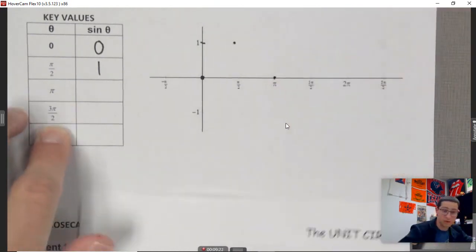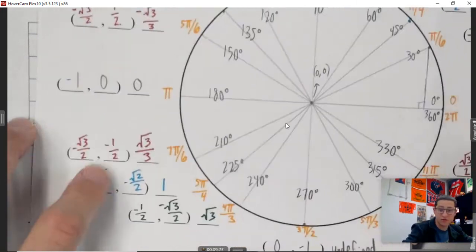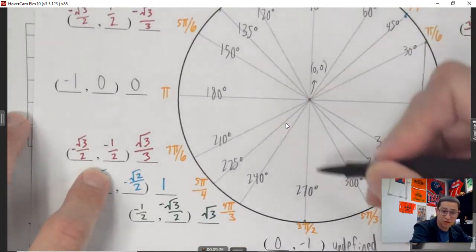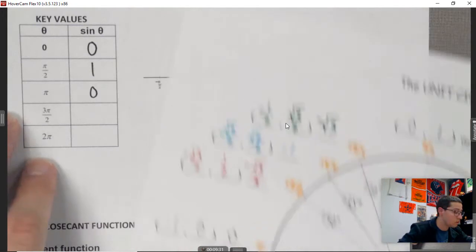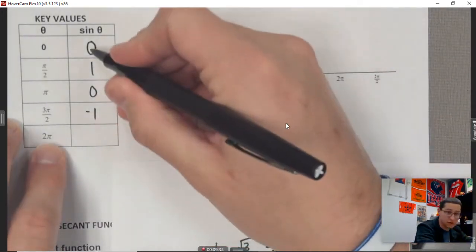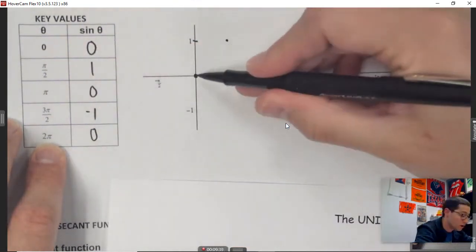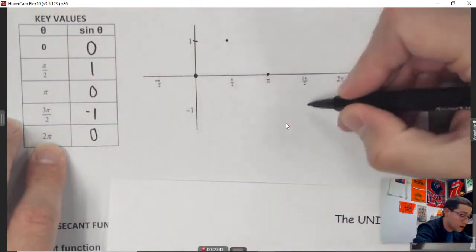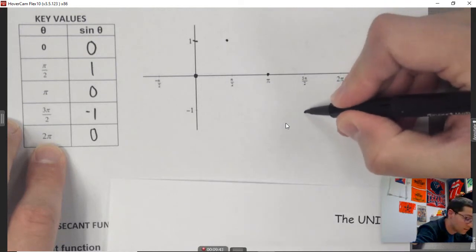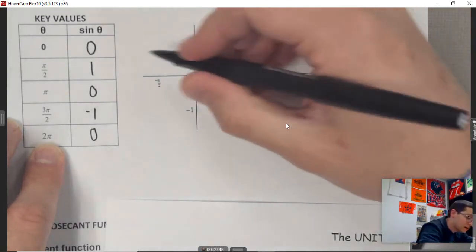Now, 3 pi over 2. That is pi over 2, 2 pi over 2, 3 pi over 2, that's down here, so -1 is your point. And then back to 2 pi, which is essentially the same as this. There it is. So 0, 1, 0, -1, 0 at 2 pi. So that is a period.